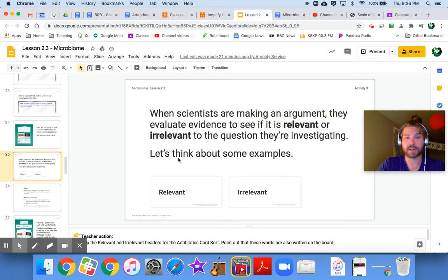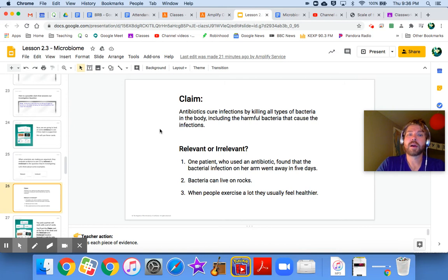So here's some examples. Our claim: antibiotics cure infections by killing all types of bacteria in the body, including the harmful bacteria that cause the infections. So here's some evidence. Okay, one patient who used an antibiotic found that the bacterial infection on her arm went away in 5 days. Okay, that sounds kind of relevant to me. Talking about antibiotics, talking about a bacterial infection, and talking about the effects of those antibiotics. Number 2, bacteria can live on rocks.